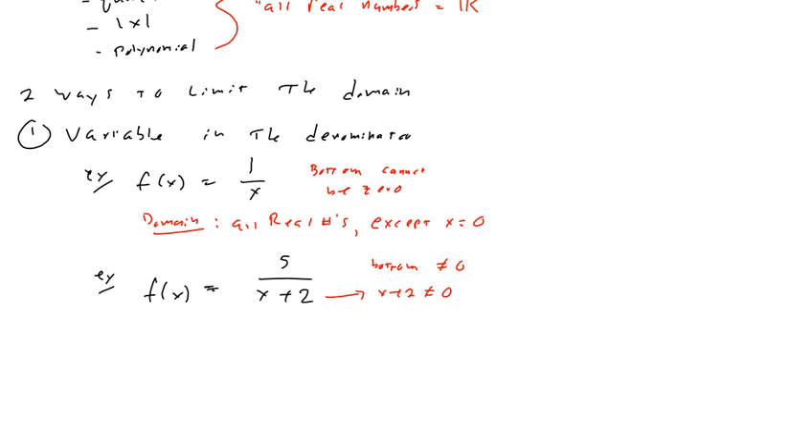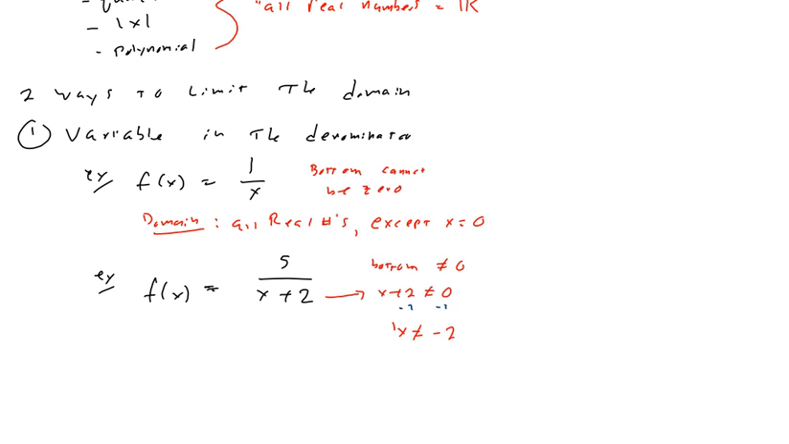So I can solve this. This is like an equation here. It's a cannot-equal equation, but it's like an equation. If I solve this, minus 2 minus 2, I'm going to get a domain restriction that says x cannot be equal to negative 2.